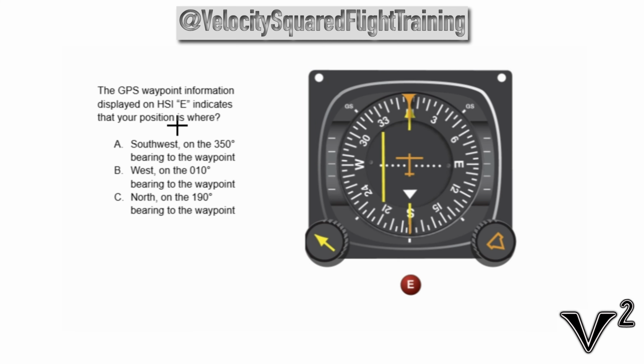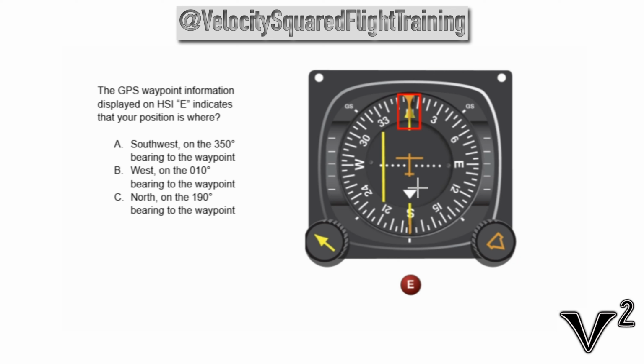For this question, because it says the GPS waypoint information displayed on HSI E, I just zoomed in on E here so we can get a better grasp of what's going on. Okay, so for these ones, the first thing I want you to do is look at this and go, okay, this is my airplane right here, right? What is my heading on this? In our case right now, our heading's about 360. So we're heading north. Well, it's exactly 360. So we're heading north. Okay.